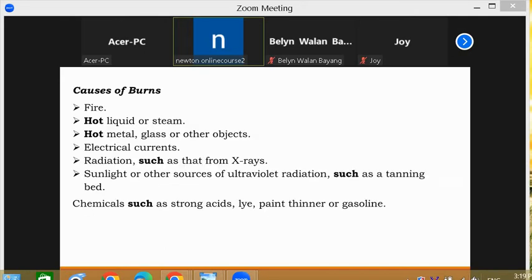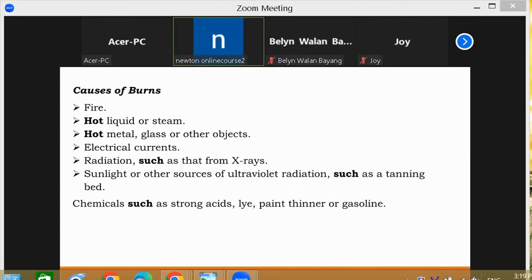So what are the causes of burn? How does it happen? Mostly we'll discuss fire. We know that of course that is the main cause of burn. Hot liquid or steam, or any hot vapor. So if you are cooking anything and you open the lid, you can see there is steam. Maybe from that you can get burns. Hot metal, glass or other objects. So if you touch any hot metal or hot glass, you will get burned from there.